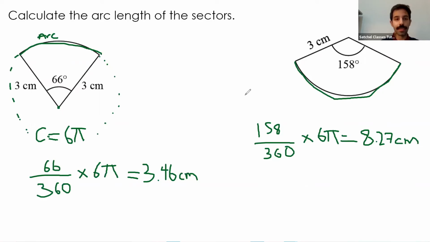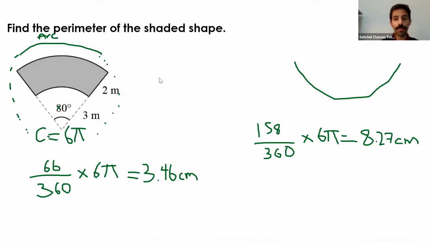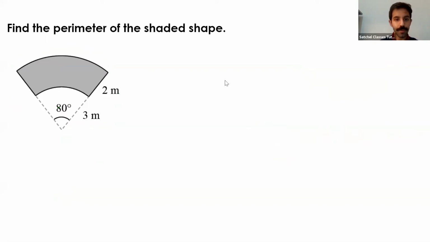All right, and so moving on. Actually, this is the last question, which is a challenge question. So if you want, you can pause the video and have a go at this, and I will quickly go through it before we end. So I'm just going to clear all drawings. Here it says, find the perimeter of the shaded shape.